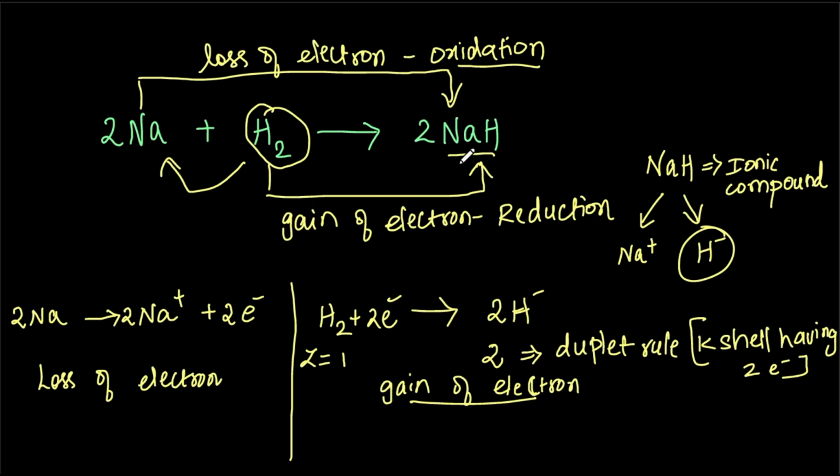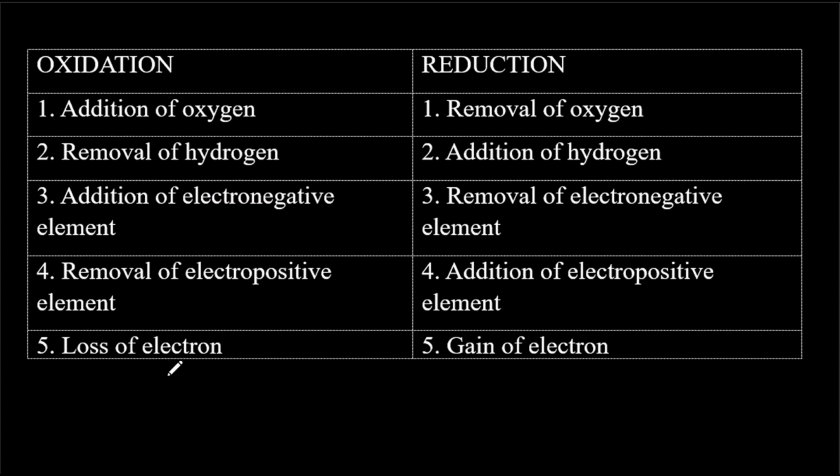So the final definition for oxidation and reduction. So up to this, what are the definitions we saw? Addition of oxygen, removal of hydrogen, addition of electronegative element, removal of electropositive element. Then the final definition which we saw now for oxidation is loss of electron. Then for reduction, the definition we saw now is gain of electron. I hope you understood up to this.